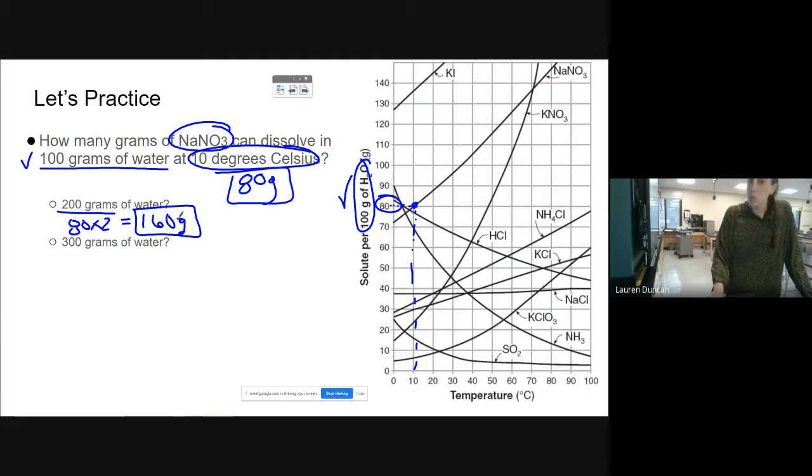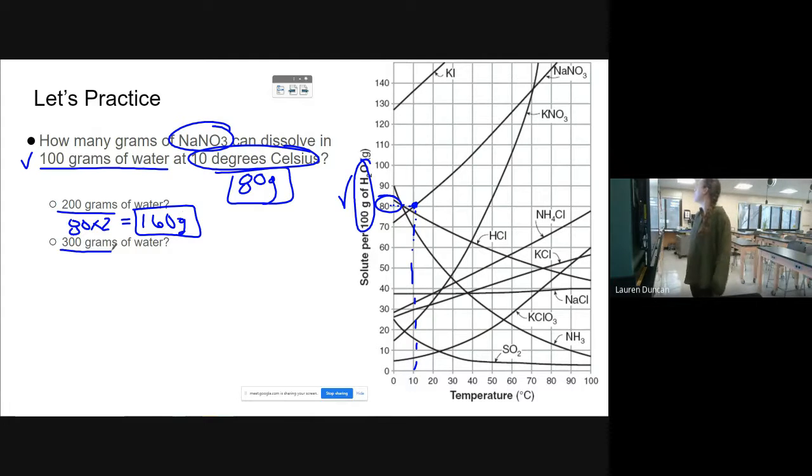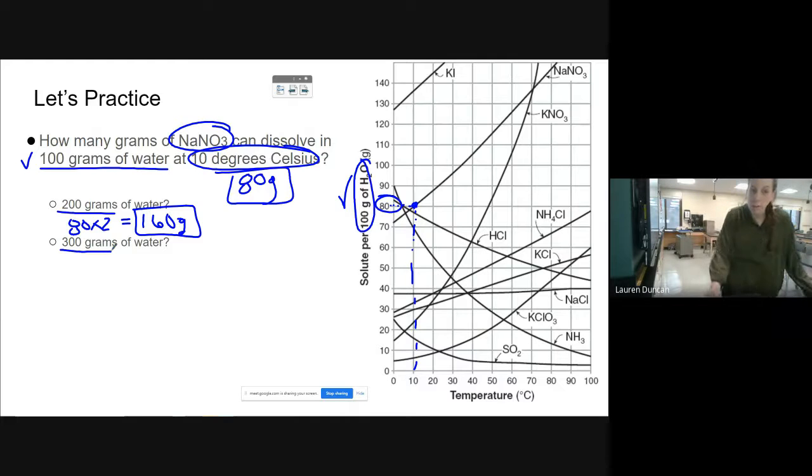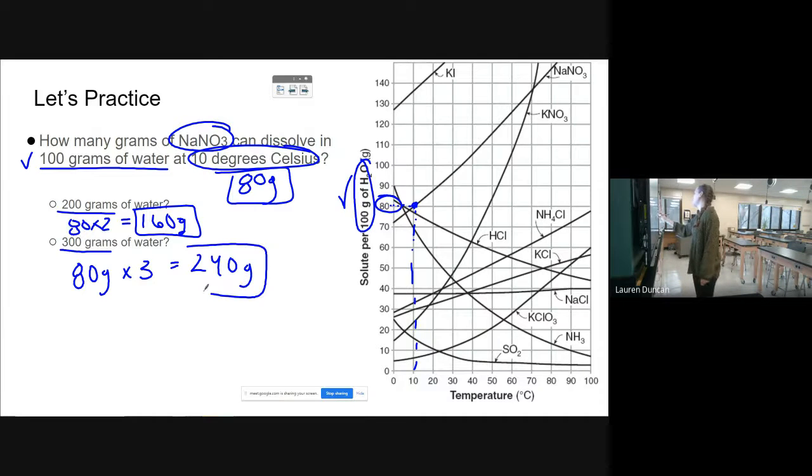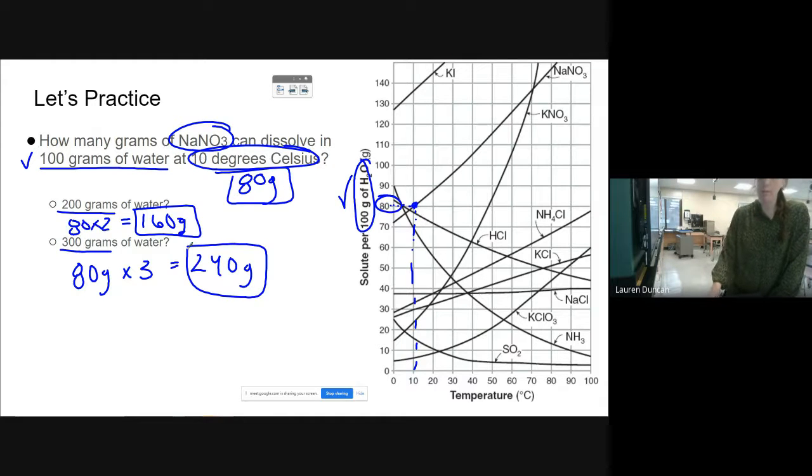If I use twice as much water, I should be able to dissolve twice as much solute at that temperature. Same thing, if I wanted to know how much NaNO3 could dissolve in 300 grams of water at that same 10 degrees Celsius, I would have 3 times as much water, so I should be able to dissolve 3 times as much solute at that temperature. So in this case, the 80 grams times 3, since we're using 3 times as much water, you could dissolve about 240 grams of sodium nitrate at 10 degrees Celsius in 300 grams of water.